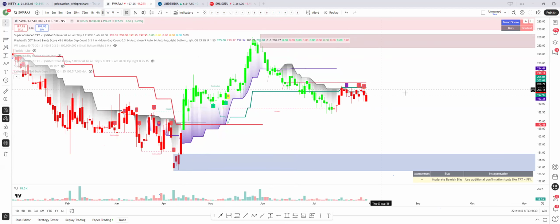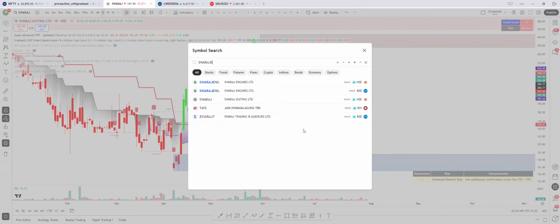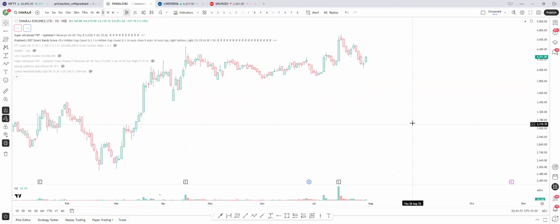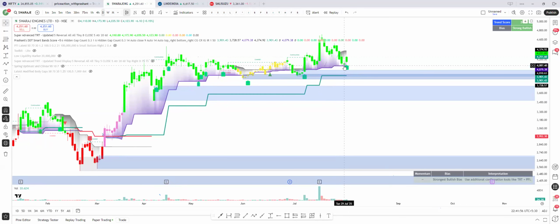What about Swaraj engine? That is looking good. Okay, so that's my bad. Swaraj engine, yes. So this is Swaraj engine, and it has given a nice retracement entry, and there is some bearish momentum here. There are some hidden gaps possibly. Okay, so there is small bearish momentum, but when price closes above this, that will be very good for fast momentum. But yes, it has given a good retracement entry. It's a very good stock, sir.